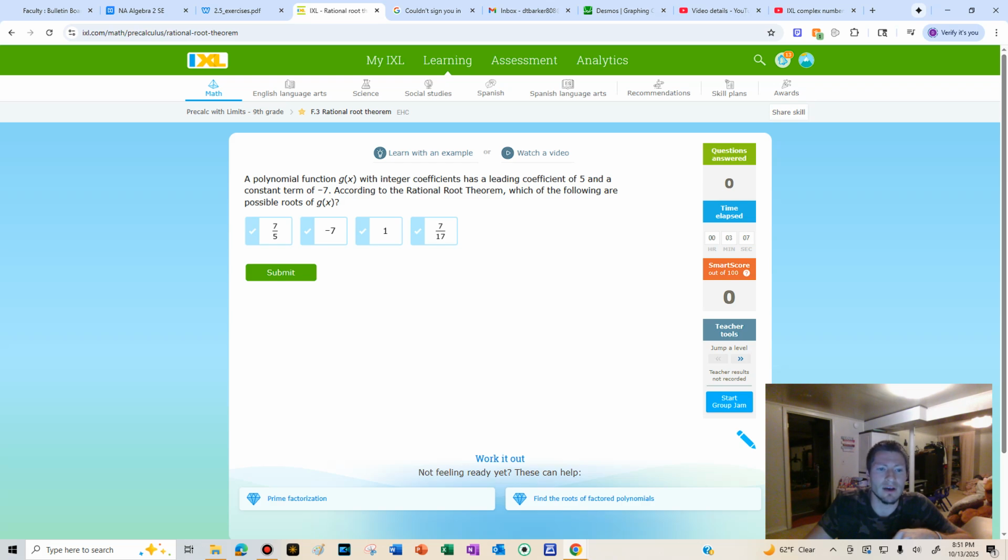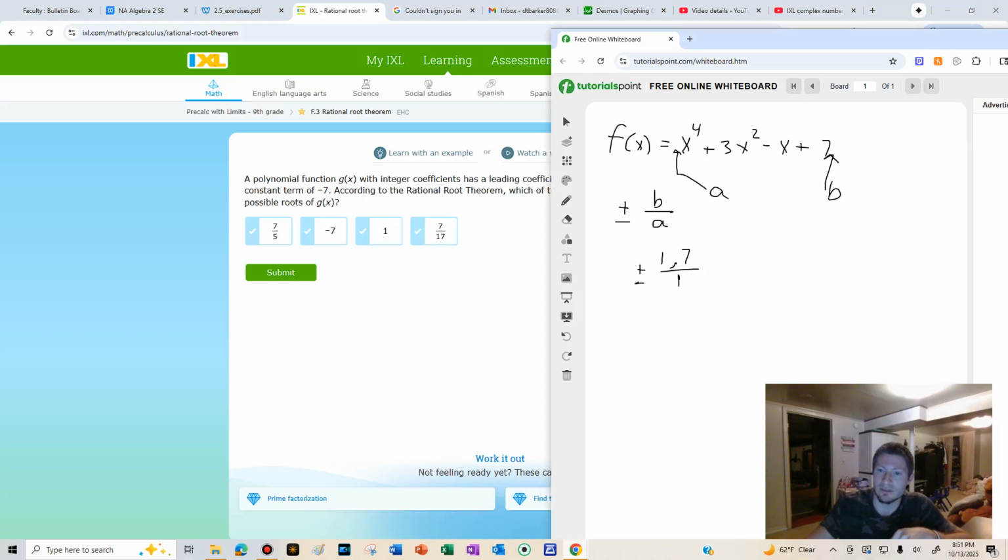So then this over here, according to the root theorem, which of the following are possible roots? This is saying the leading coefficient is 5, that's your a. If I go back to this, your a is 5, and the constant term is -7. So this would be positive or negative b over a, where a could be positive or -1 or 5, and the b could be positive or -7 or 1. So what could you have here? You could have 1/5, -1/5. You could have 7, -7, 7/5, -7/5.